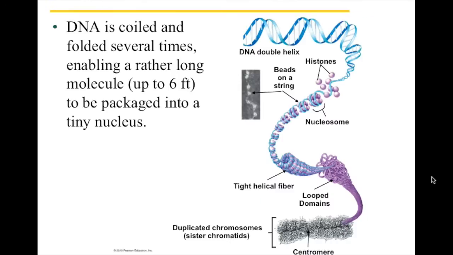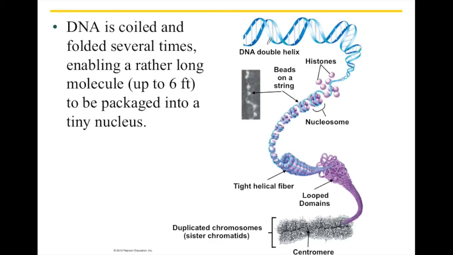Now, if you look at how DNA is coiled, it's rather amazing because you end up with this huge, long molecule, up to 6 feet, it says, to be packaged into this tiny, tiny nucleus. When we worked in the lab, we saw how small our own cheek cell nuclei were. They were the little blue stained particles inside of our cheek cells, and inside of each one of them, you have up to 6 feet of DNA, coiled and folded and packaged. That's no mean feat.